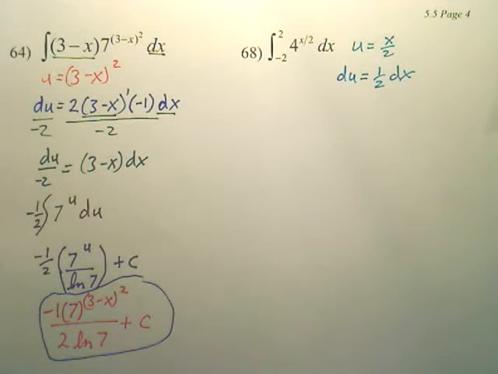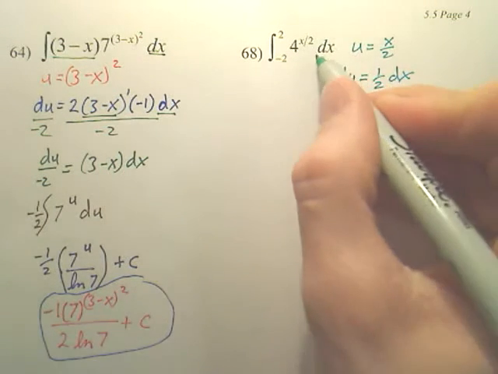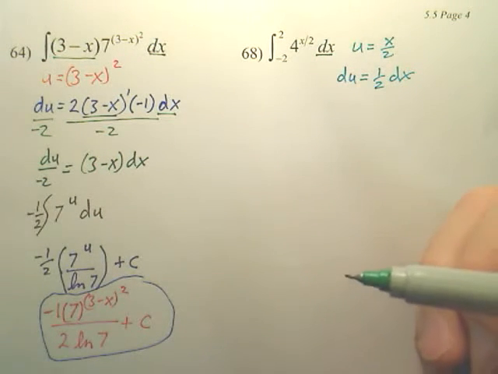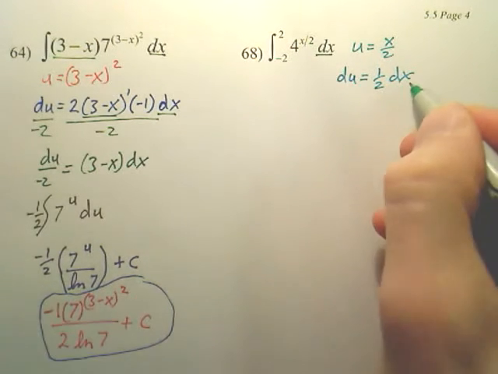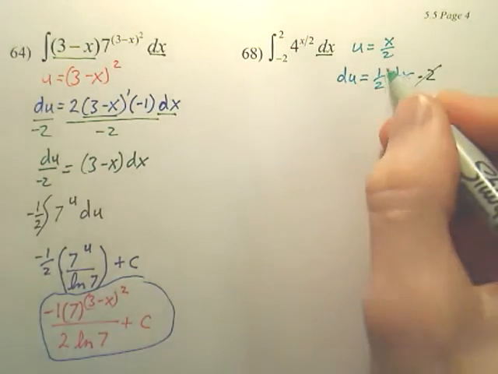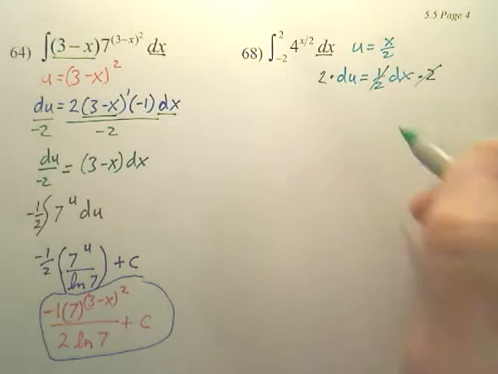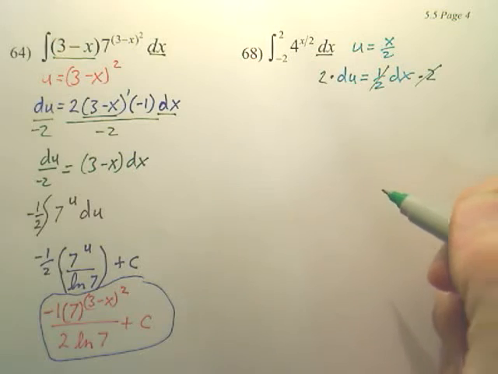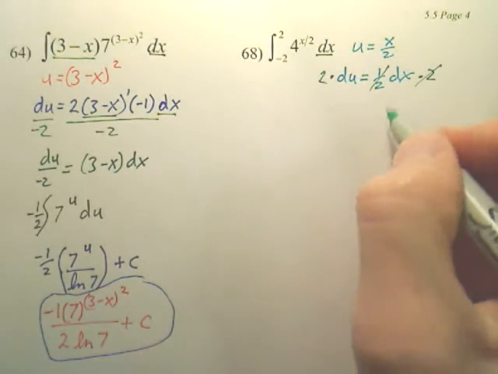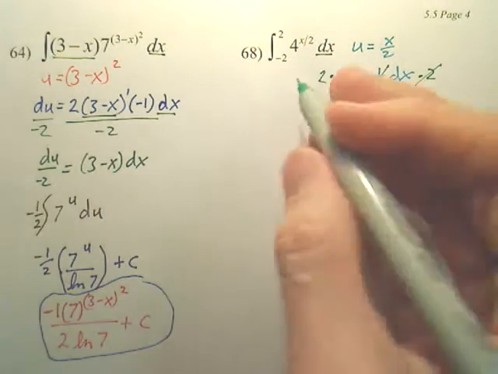Now some people will mess up here, again, because don't I just basically have to get rid of dx? Because isn't this now 4 to the u? So I got to get dx by itself, so don't I multiply both sides by 2? Do you see how some people will mess up there? You multiply both sides by 2, you now have dx equals 2 du.